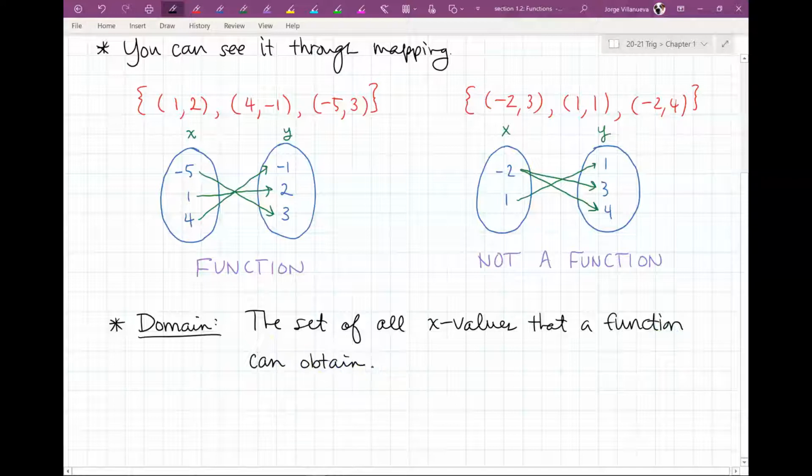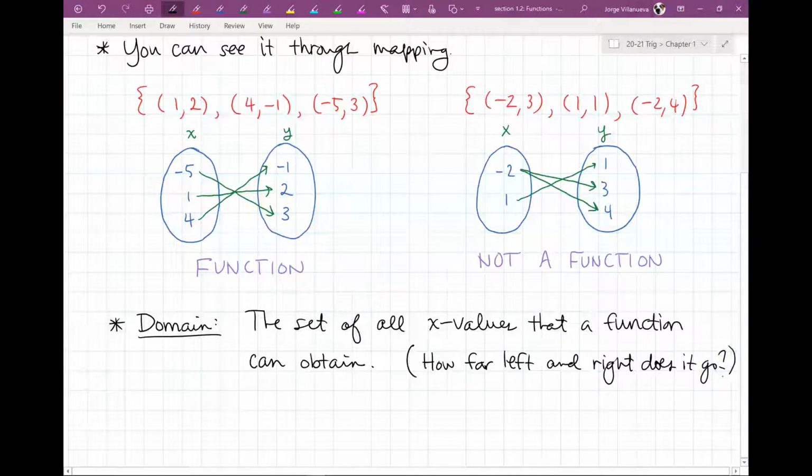Now, if you're looking at a picture, you should ask yourself this: how far left and right does it go? Okay, so when you're looking at a graph, you're asking yourself, how far to the left does it go? What's the numerical value on the x-axis? How far left and how far right? Okay, and that's a way that you can find domain.